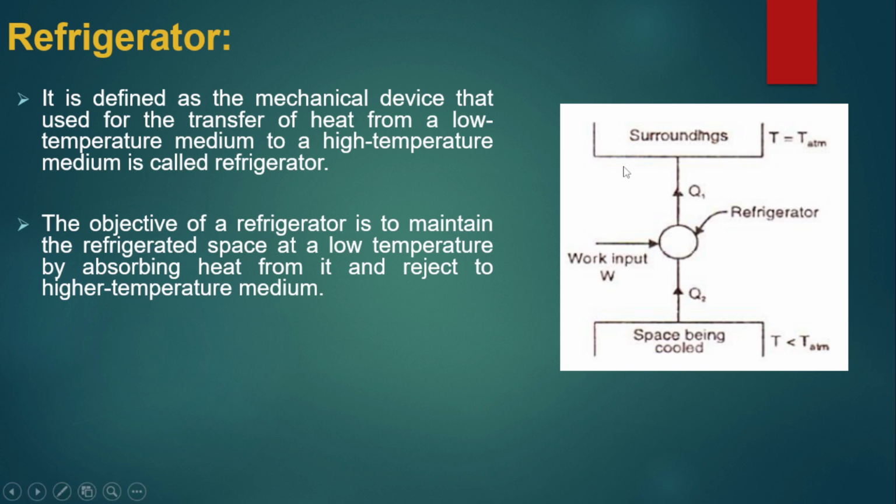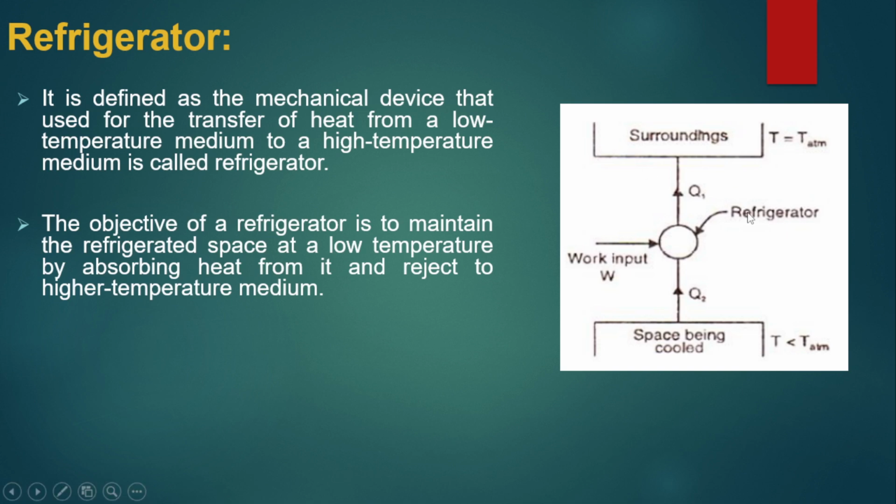The refrigerator is a mechanical device. The refrigerator and heat pump are similar. The refrigerator is basically used for preserving food and it maintains the temperature below the surroundings. जैसे कि आप देख सकते हैं, the purpose of the refrigerator is that the space being cooled, our food preserved, and the temperature is always maintained below atmospheric temperature, because our desired effect is to maintain the temperature below the surrounding temperature.